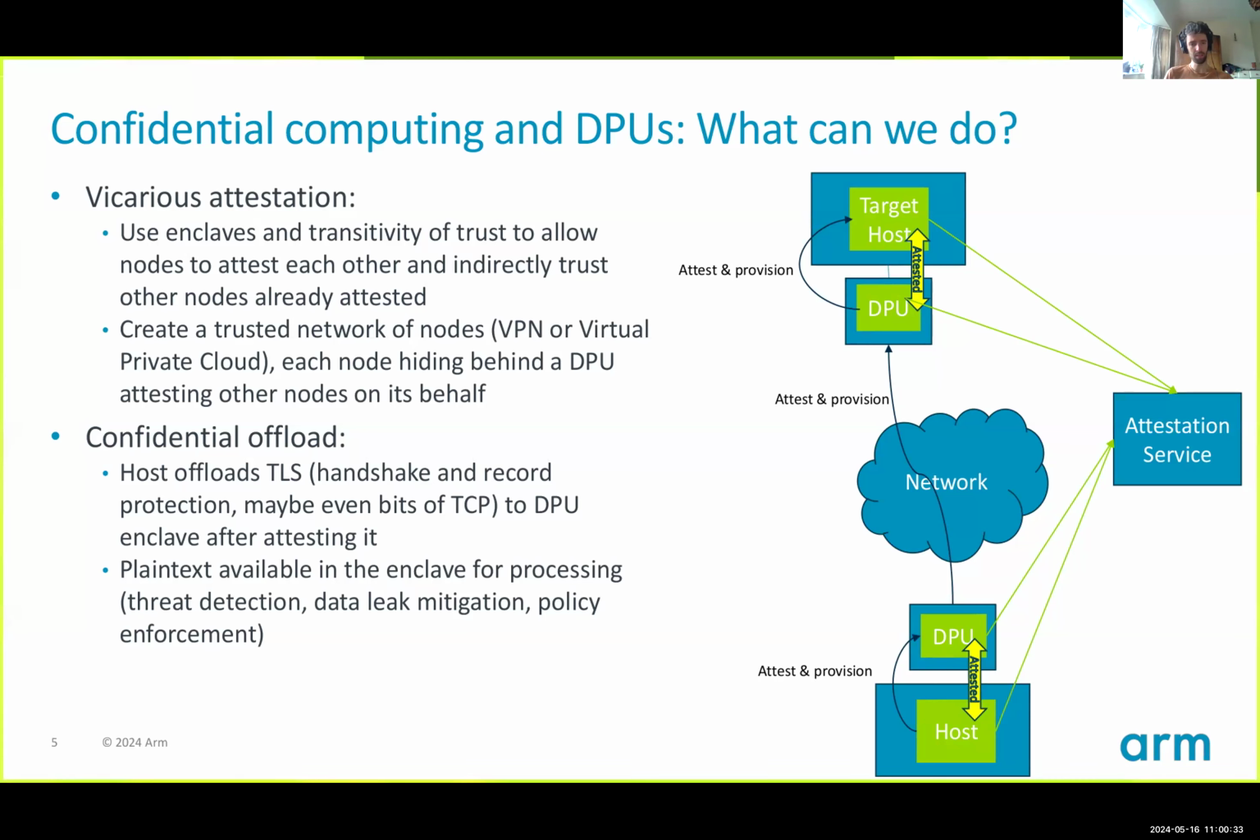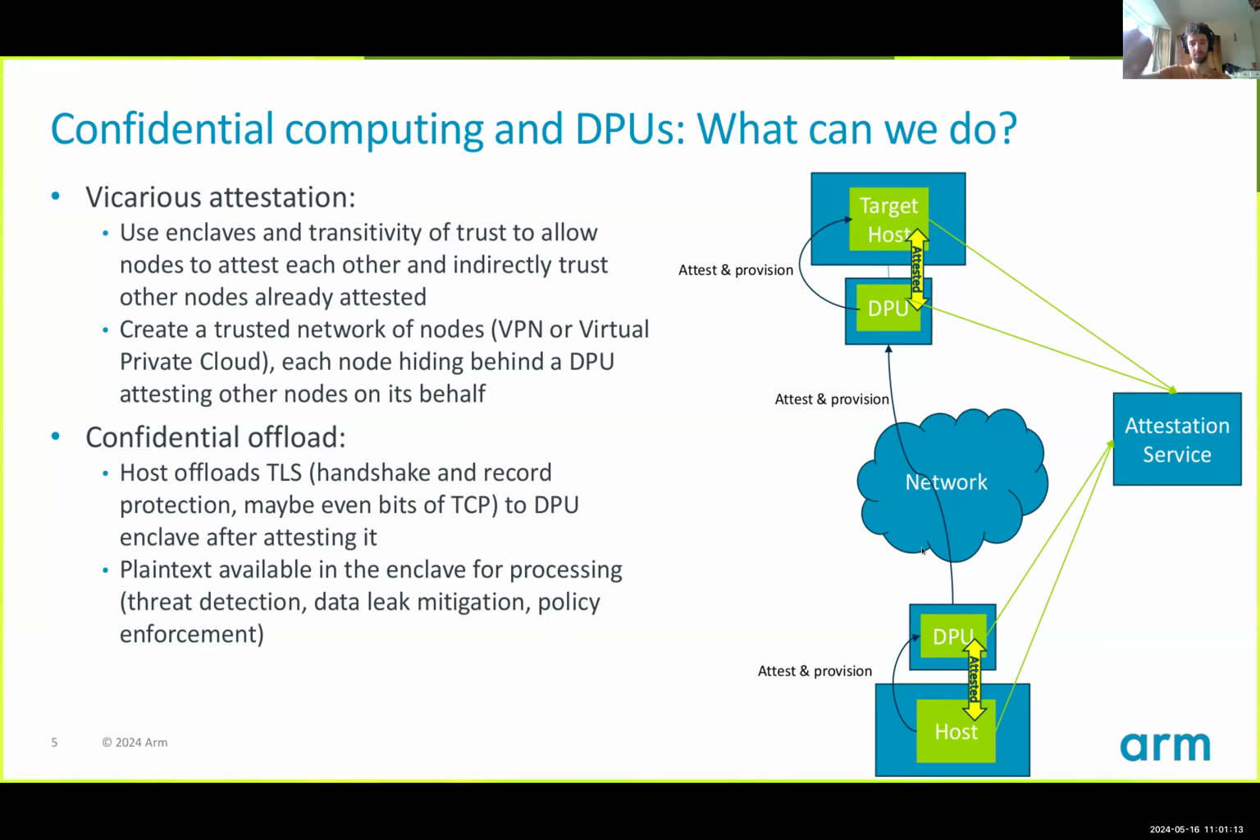So we could get some kind of VPN or virtual private cloud where we could establish a secure and attested connection with pretty much any node on the cloud, but also outside of the cloud, on premise, for example. So that's what we can see on the right side. We've got a host and the DPU. The first thing that happens is that the host at the bottom attests the DPU, and then can provision it. So you can offload some workloads into an enclave.